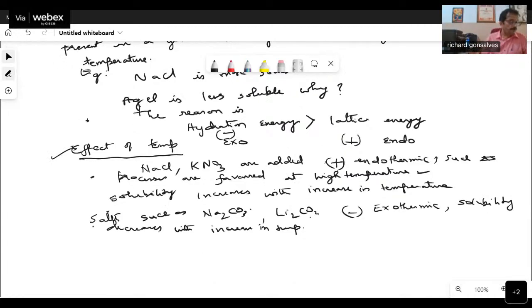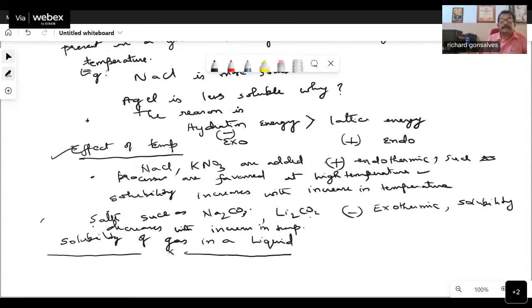Now we go for solubility of gas in a liquid. So far we were saying solubility of solid in a liquid. Now we are taking gas in a liquid. A very important law is there called Henry's law. You should know this. What is Henry's law? I will put it here.